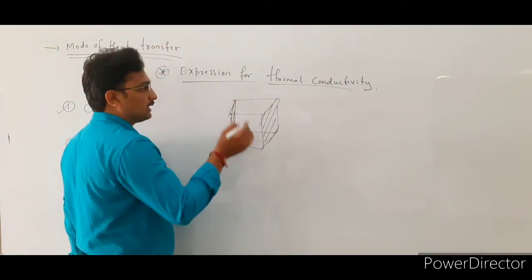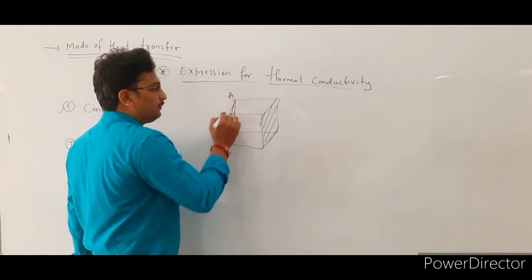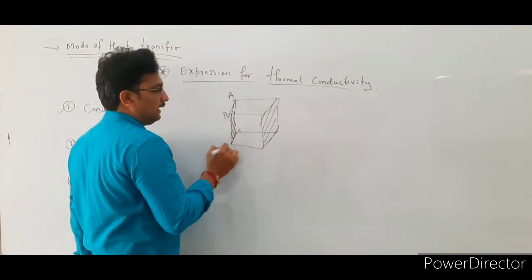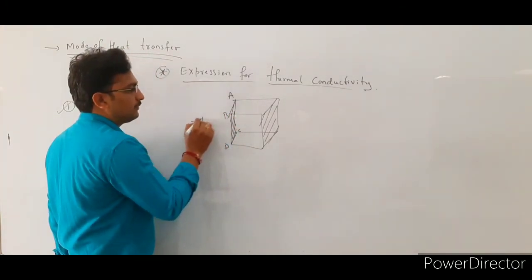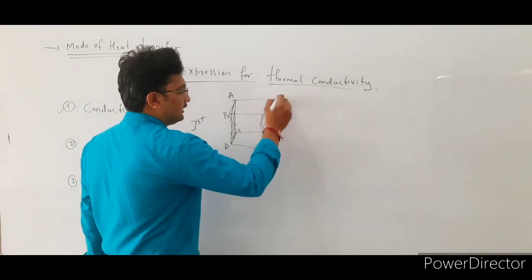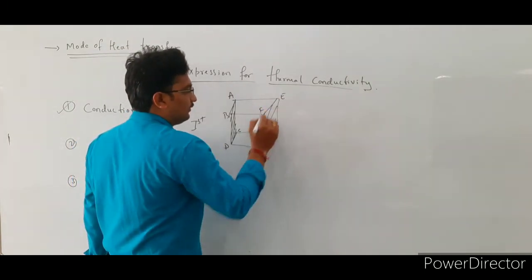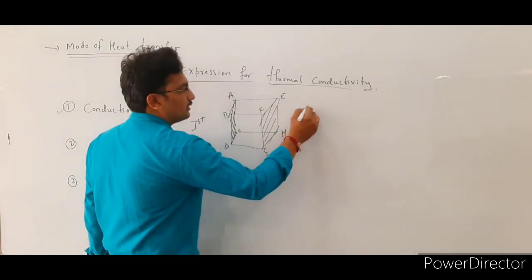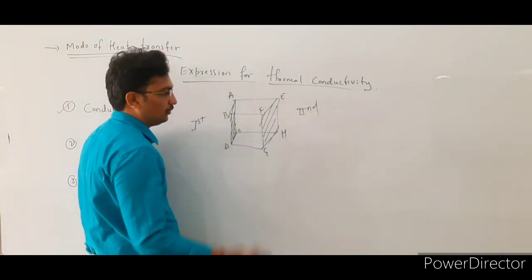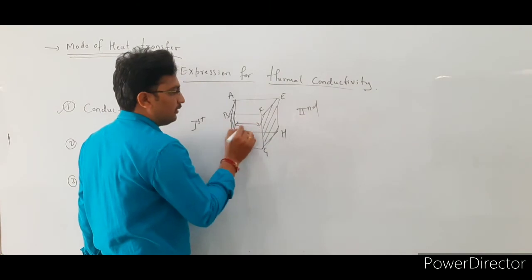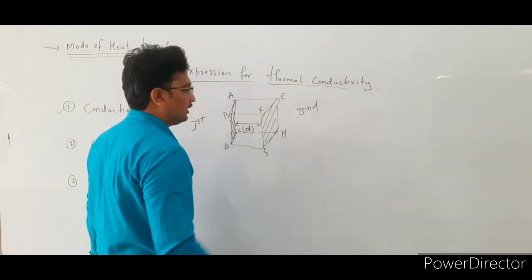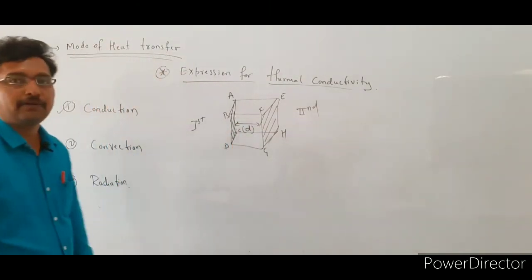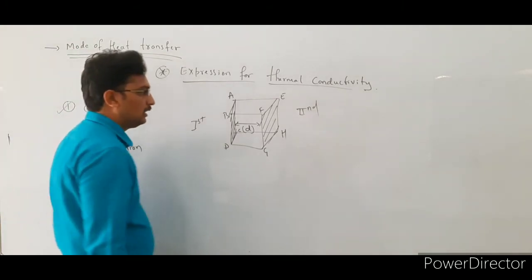In this case, we consider two faces. This is A, B, C, D. So this is our first face of the cube. And the second face is E, F, G, H. This is the second face of the cube. And the distance between these two faces is known as d.